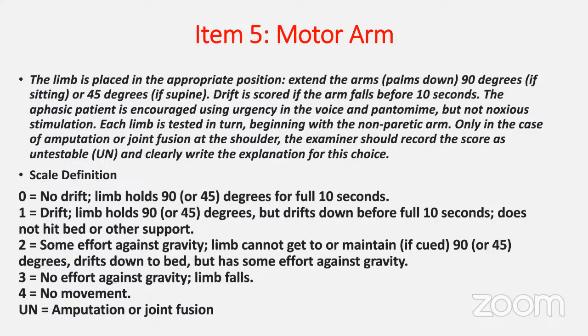Okay, item number 5, motor arm. I will start again from the beginning. The limb is placed in the appropriate position. Extend the arm to 90 degrees if the patient is in sitting position, or 45 degrees if the patient is in supine position. We will give a score of 0 if no drift for the full 10 seconds, and we'll give 1 point if the arm drifts.